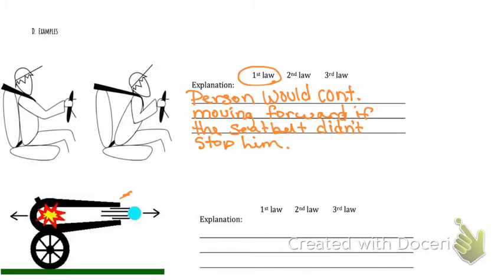Okay, and then the last example, we have this cannon that's lit and an explosion happens and we are able to launch this cannonball from it. So we see that because of the launch, we know the cannon is going to roll backwards, but the cannonball is going to be accelerated forward. So this is action-reaction. And so that's Newton's third law of motion.